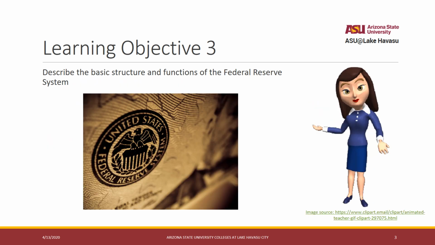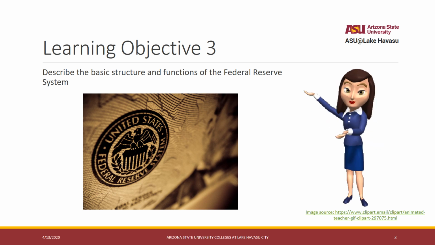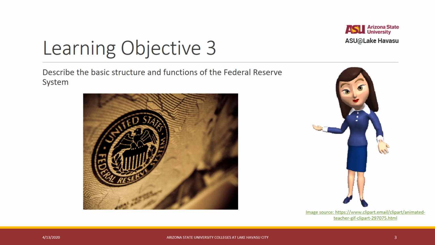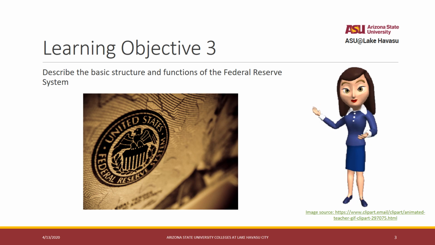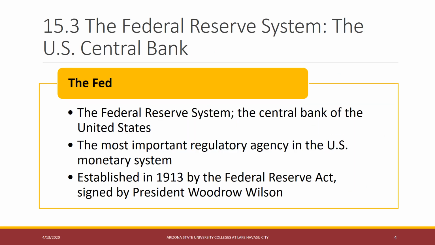Our third learning objective is to understand the basic structure and functions of the Federal Reserve System. Fundamentally, the Federal Reserve System serves as the nation's central bank, and it is one of the key banking institutions in the United States. It is partly a creature of the government and partly privately owned.